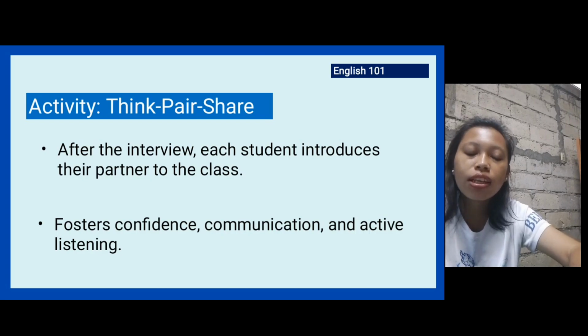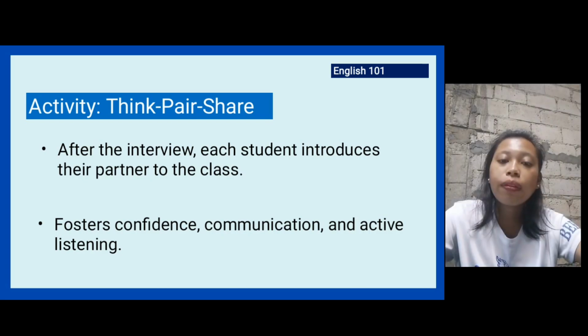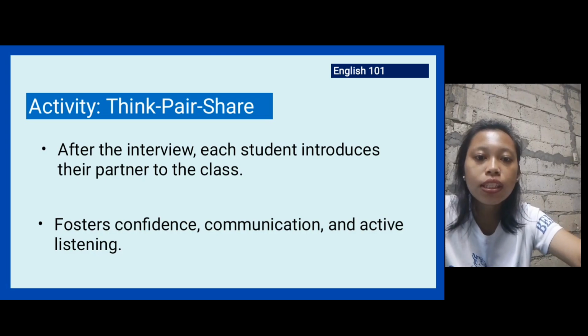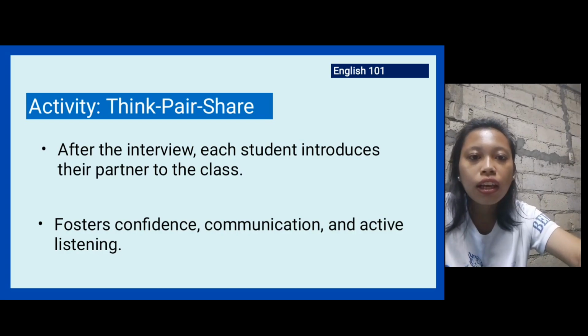The purpose of this activity: this cooperative activity develops speaking, listening, and interpersonal communication skills. It also builds confidence in using English in real-life situations and strengthens classroom interaction among learners.